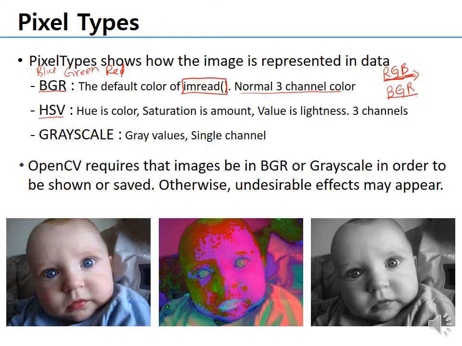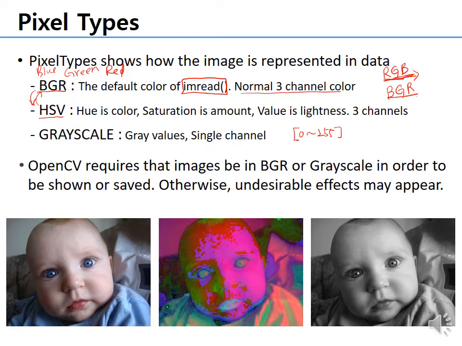So there is a 3 channel. So we can switch from here to here and here to here. OpenCV provides these pixel type switchers. And another type is grayscale. Grayscale is a single channel. We usually use 0 to 255 as an intensity.